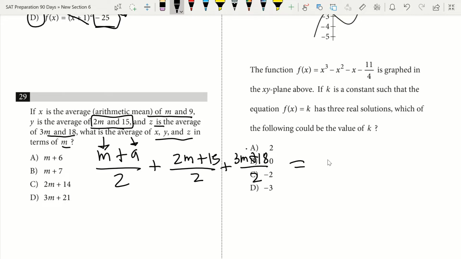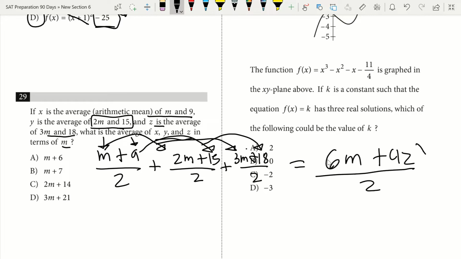Now we go ahead and add these. So we have an m here plus 2m, that gives me 3m, plus 3m here, that's going to give me 6m. Next, I have a 9 plus 15, that gives me 24. 24 plus 18 gives me 42. Now that's all split over 2, but then we also have to divide that by 3, because we had the x term, the y term, and the z term.